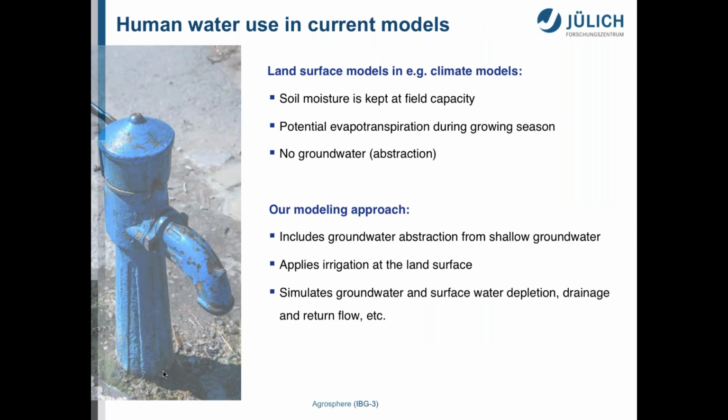What we can really contribute to this discussion currently: if groundwater or irrigation water use is implemented in land surface models and climate models, it's done in a rather simplified fashion. For example, irrigation is approximated by keeping soil moisture at field capacity, or it is assumed that evaporation happens at the potential rate during the growing season.